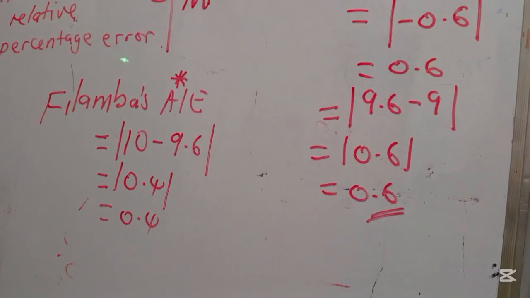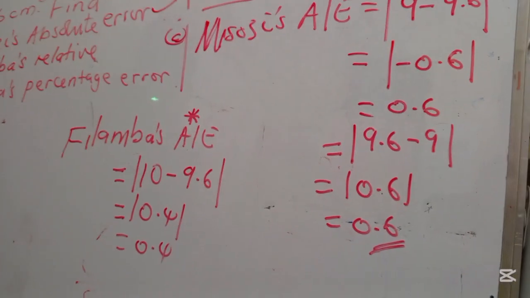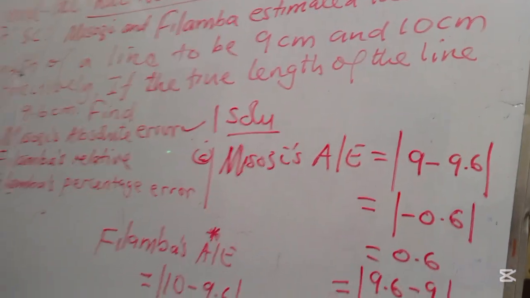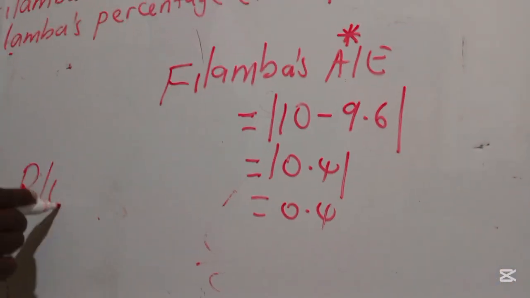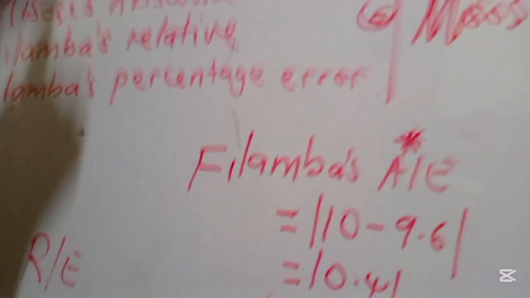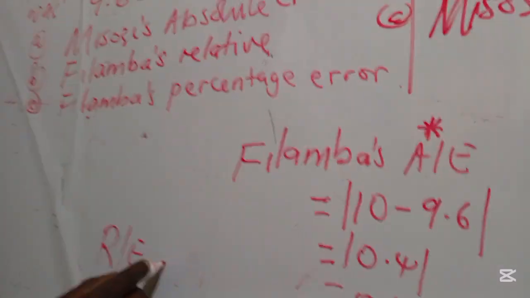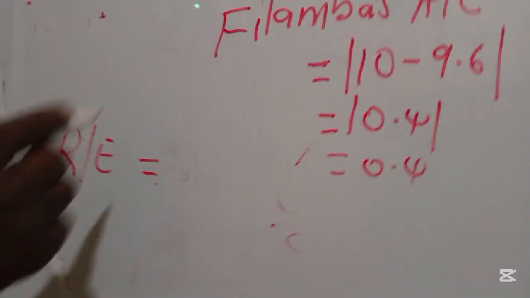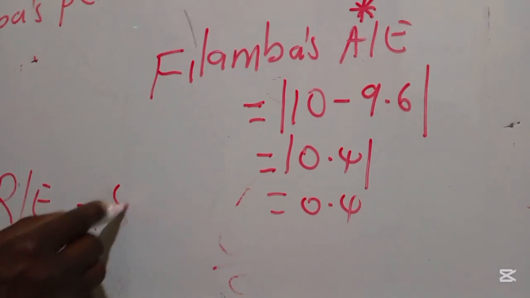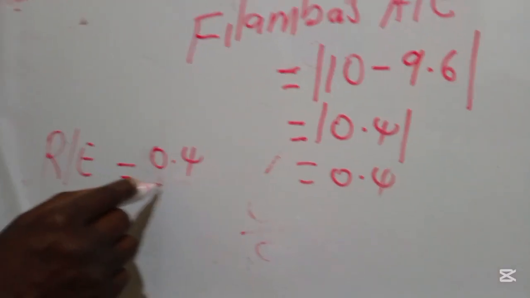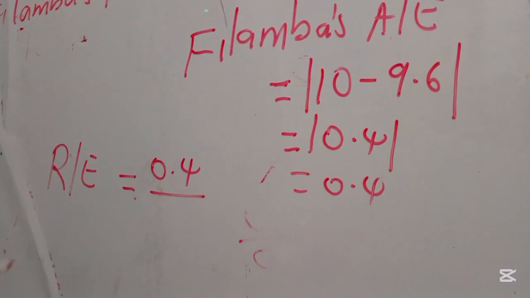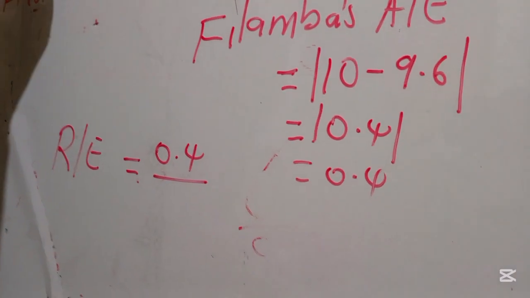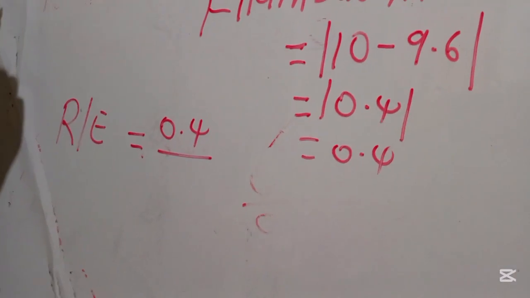Now remember what we say about relative error. What is relative error? Relative error, ladies and gentlemen, R stroke E, is equal to the absolute error for Philamber over the true reading. What was the true reading? The true reading was 9.6 centimeters. This was the true reading.